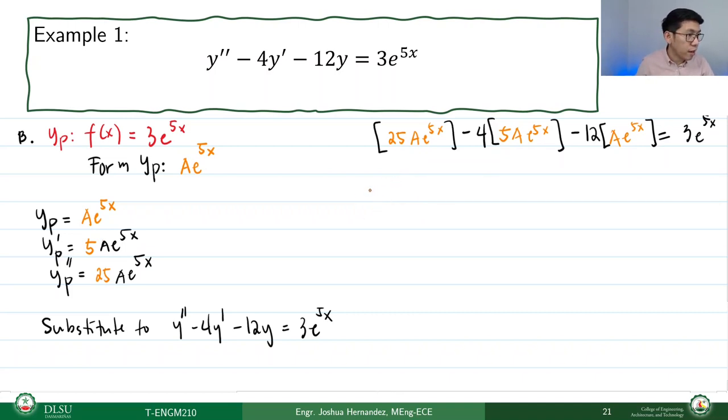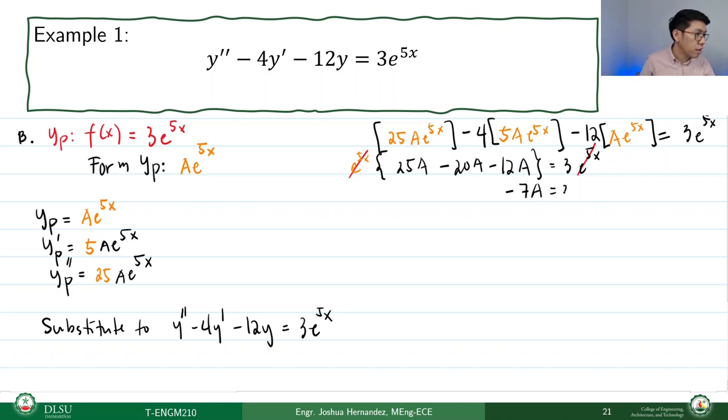We can bring out e raised to 5x outside, and we will generate an equation with just a. So it will become 25A and then minus 20A and then minus 12A, and then 3 e raised to 5x. We know that e raised to 5x cancels out here on both sides, because it is present on the left hand side and right hand side. 25 minus 20 is 5, and 5 minus 12 is negative 7. So we have negative 7a equals 3. Therefore, solving for a, we get a equals negative 3 over 7.